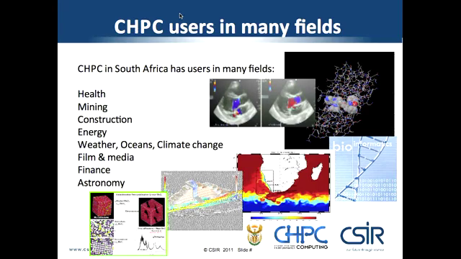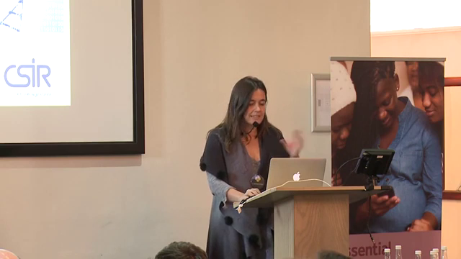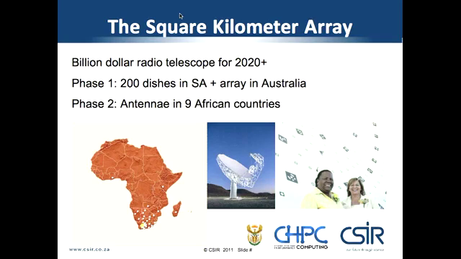Okay, so the users are in many, many fields: health, mining, construction, energy, weather, film, finance, astronomy. Ask me about that later if you're interested. It's molecular modeling, there's bioinformatics, there's image processing, lots of simulation. But the kind of thing I do is more related to the Square Kilometre Array. Who has heard of the Square Kilometre Array? Who has not heard of the Square Kilometre Array?